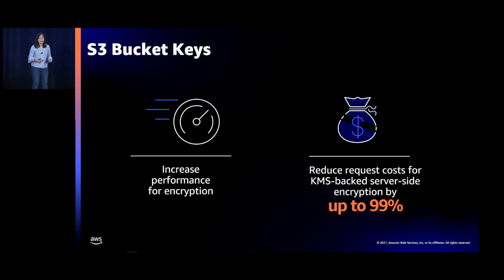Amazon S3 Bucket Keys is a feature that is most useful for high-volume workloads accessing KMS encrypted objects. It can help you reduce your number of KMS calls, resulting in an improvement in encryption performance and a reduction of KMS costs by up to 99%, depending on your usage pattern. So if you want to use KMS-backed encryption, using bucket keys is highly recommended to reduce your cost of encryption.